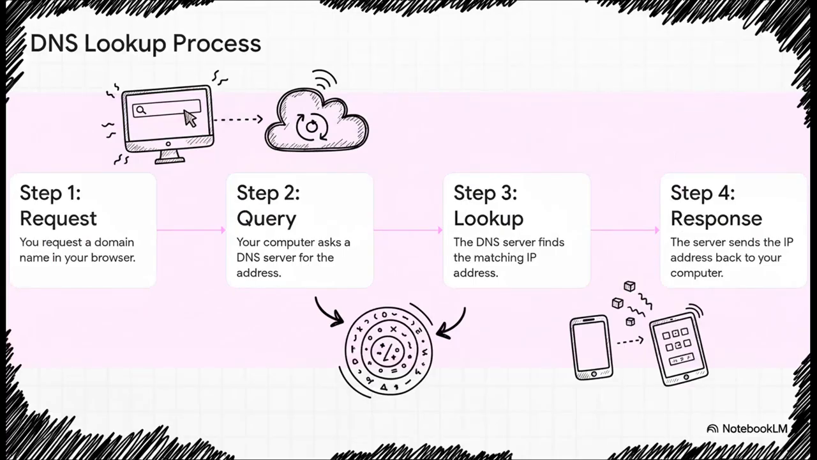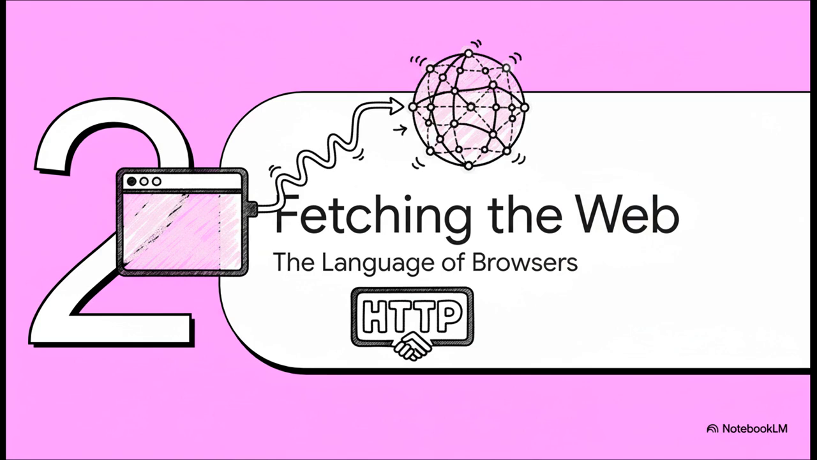This whole translation process is a super fast, four-step query. Your computer asks, hey, where can I find this domain? A DNS server looks it up, finds the matching IP number, and sends it right back. All of this happens in the blink of an eye, giving your browser the exact coordinates it needs to connect.